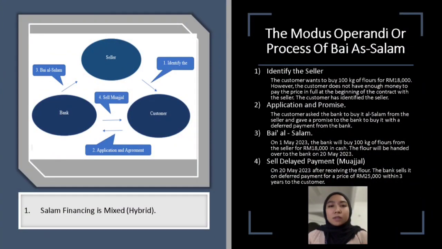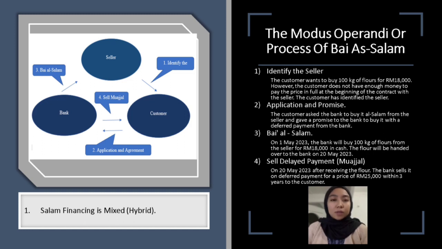This is the modus operandi or the process of hybrid Salam financing or mixed Salam financing. First is identify the seller. The customer wants to buy 100 kg of flour for RM18,000. However, the customer doesn't have enough money to pay the full price at the beginning of the contract with the seller. Second is application and promise.